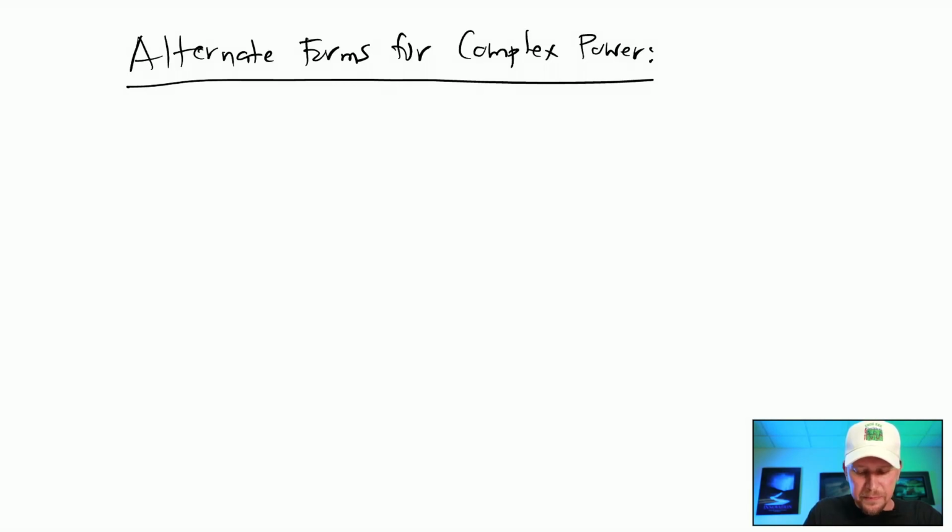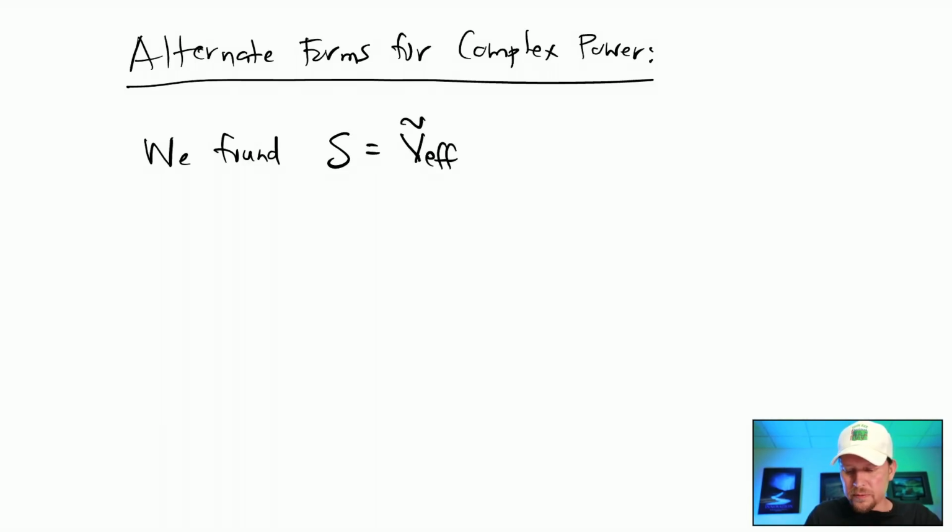Now, we did find from the previous section that the complex power can actually be calculated if you know the RMS voltage and RMS current. And it can be calculated through this formula right here. So if I have the RMS current, I take the complex conjugate, multiply it by the RMS voltage, I can actually get the complex power, right?